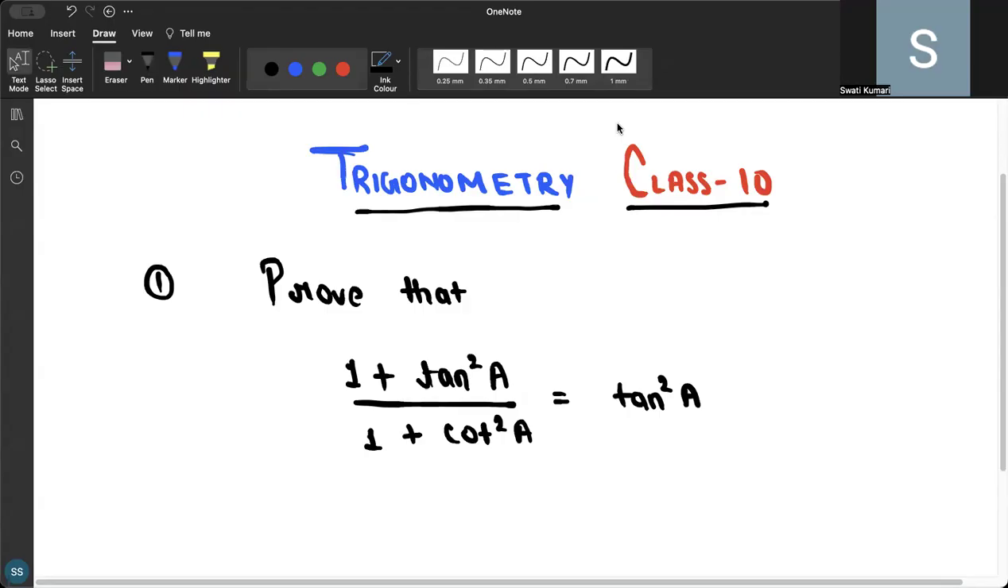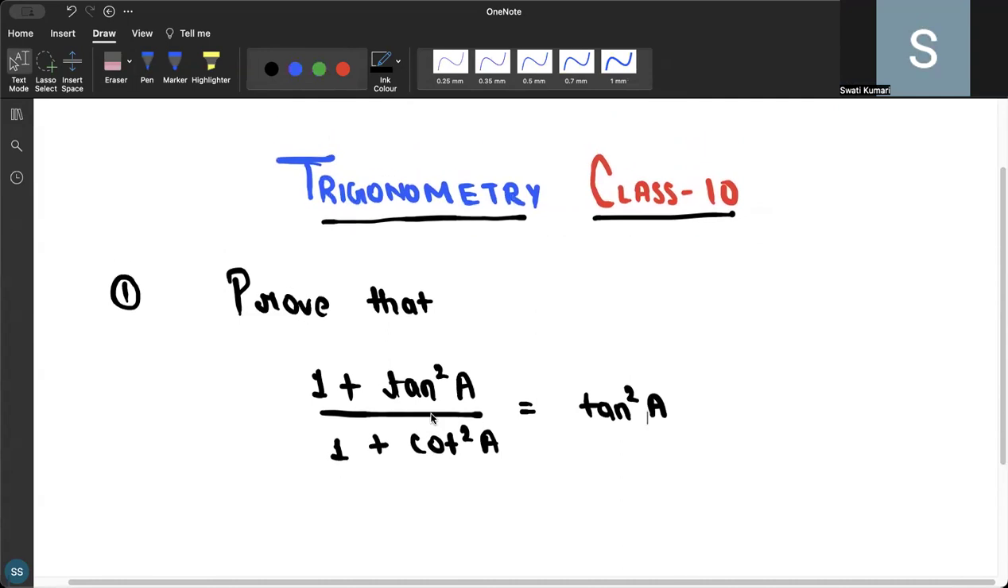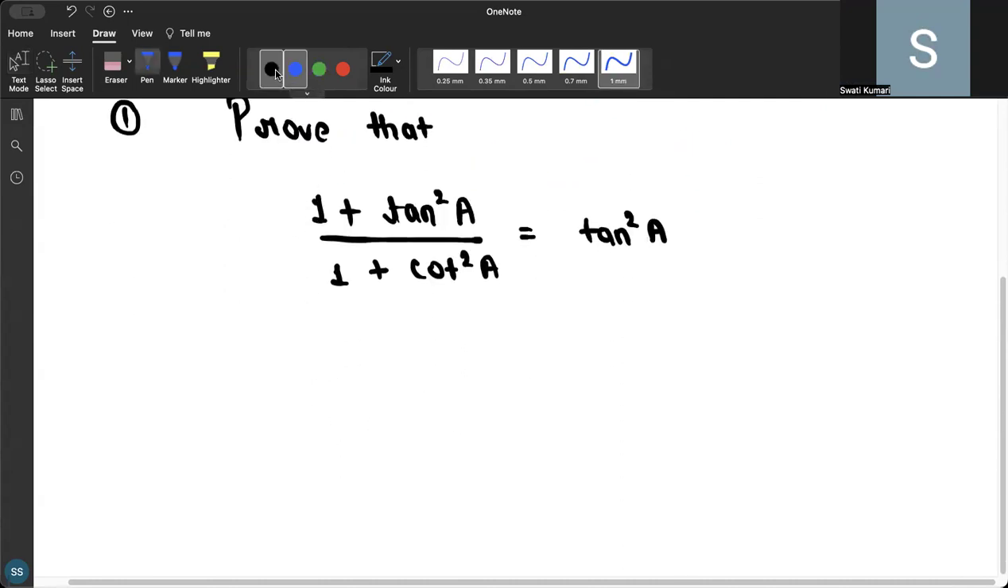So I hope you can see the screen and the first question over here, where we have to prove that 1 plus tan square A upon 1 plus cot square A will be equal to tan square A. In proofs, we normally start either with the LHS and reach the RHS, or we start with the RHS and bring the LHS. Here, taking the LHS is a better choice. So we are going to start with the LHS, which is 1 plus tan square A upon 1 plus cot square A.